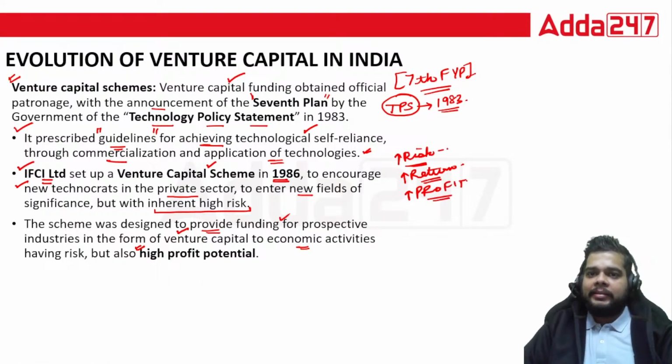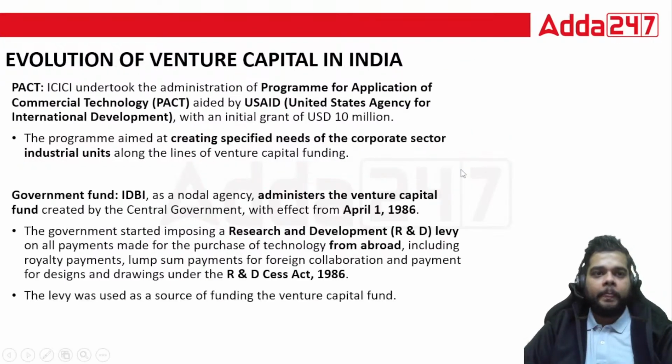See, risk is high for whom? It is for the venture capitalists. Returns are high for whom? Venture capitalists. Profit is high for the firm or the enterprises which has the capital or the investment from these venture capitalists.